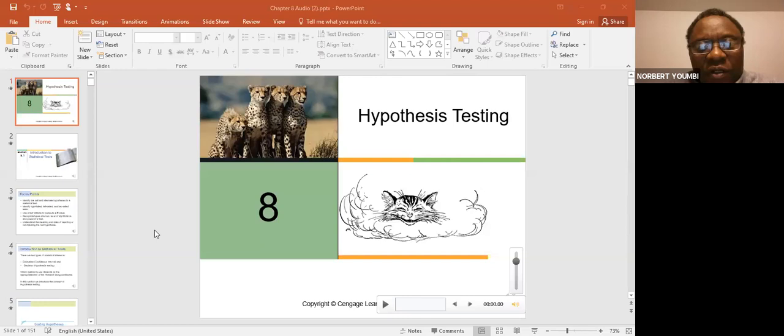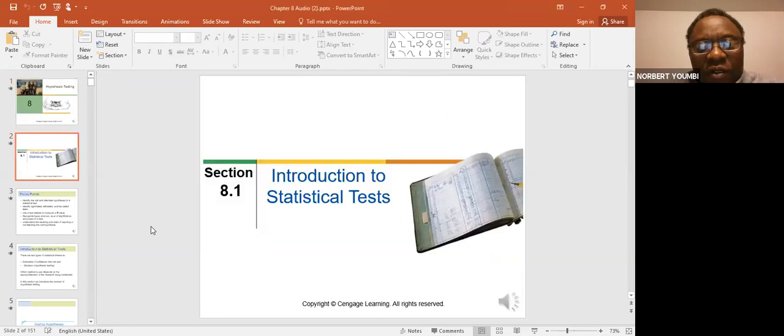Tonight we are going over chapter 8, which is the second aspect of estimation, that is hypothesis. A hypothesis is a statement about a parameter which is either true or false, but not both at the same time. In hypothesis testing, we are going to test a statement about a parameter using a statistic obtained from a random sample.